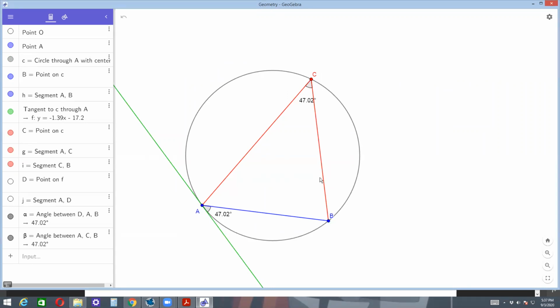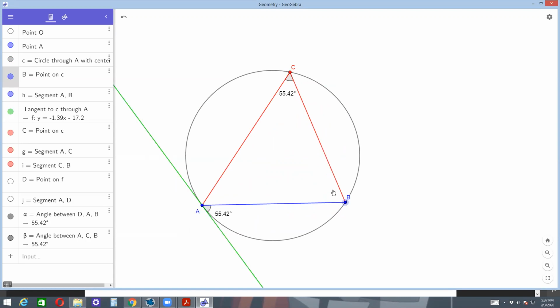All right, but basically, we have a tangent, we have a chord, and the angle made between the tangent and the chord is the same angle up here, no matter where I put this. If I change the chord, the angle keeps changing the same way. Why is that?